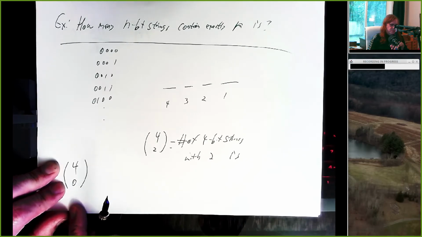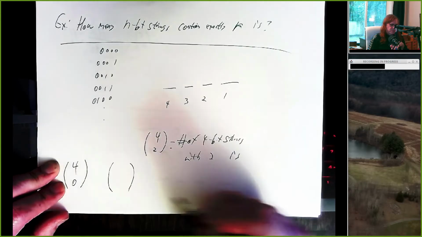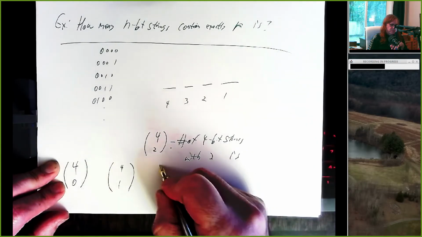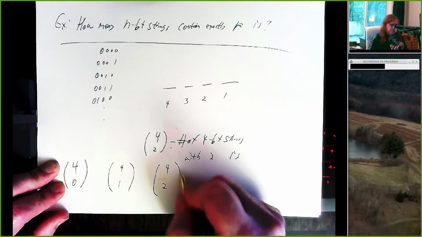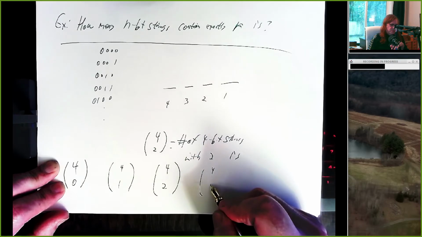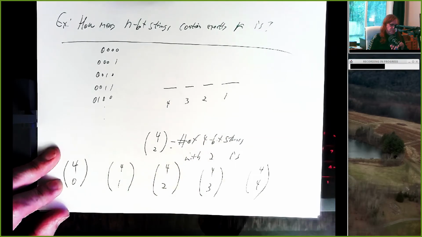How about the number of 4-bit strings with a single 1? What would that look like? 4 choose 1. Now you've got the number of 4-bit strings with 2 ones, the number of 4-bit strings with 3 ones, the number of 4-bit strings with 4 ones.